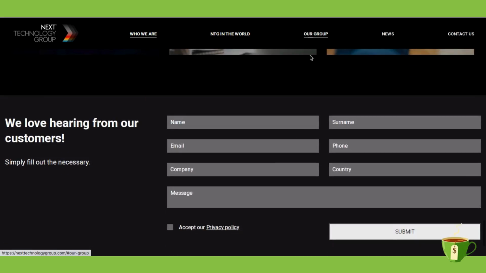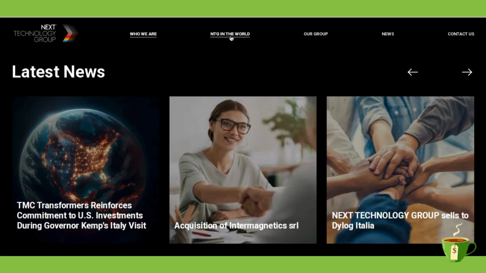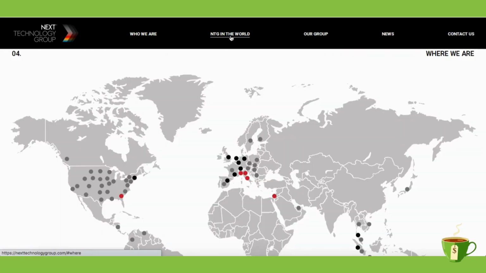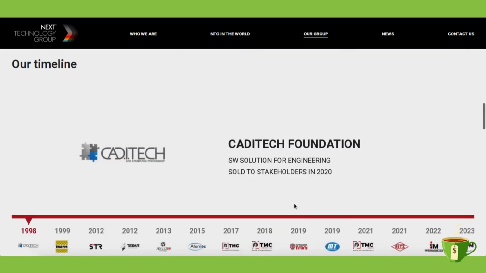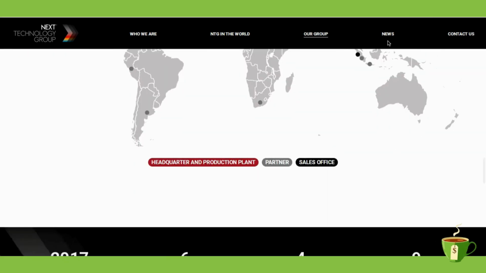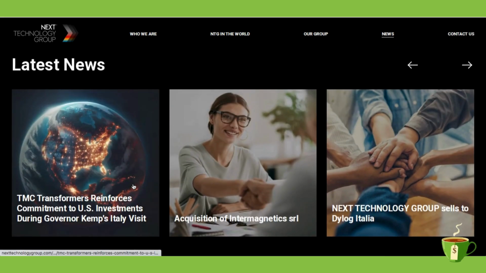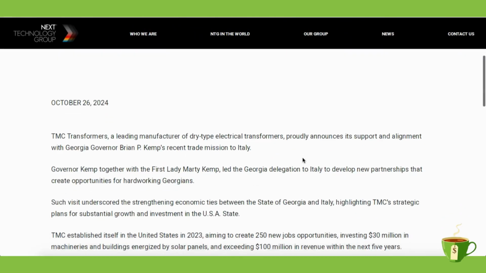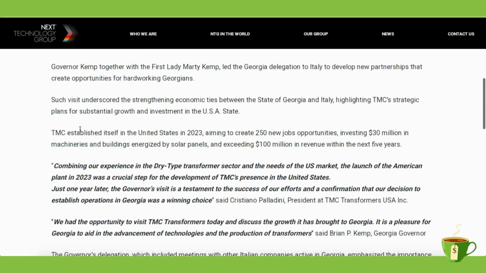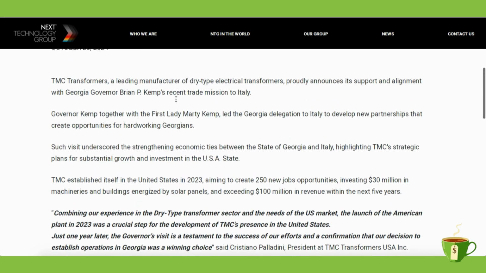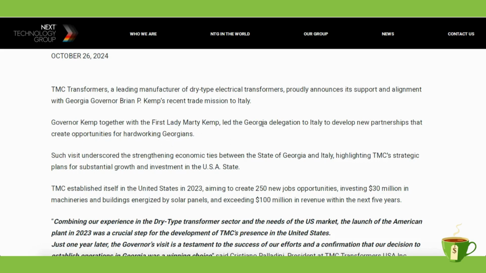So something I don't like to see is something confusing. I'm not trying to play dumb. I don't like to really deal with a company that's super confusing that has a confusing website. But let's just click on the most recent news just to see. Governor Kemp with Georgia.